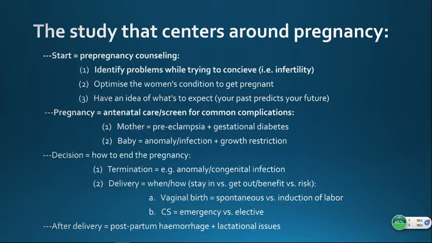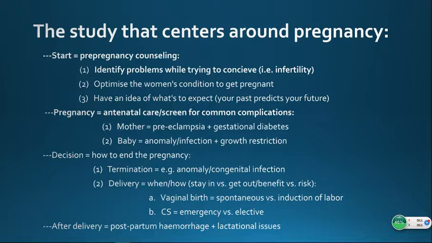Once the woman gets pregnant, there will be antenatal care for everybody. And the goal of antenatal care is basically to screen for the common complications that might make the pregnancy dangerous for the mother and also the baby. Common ones on the mother's side are preeclampsia and gestational diabetes. And for the baby, you're looking at any congenital anomalies, congenital infections, and also growth restrictions.